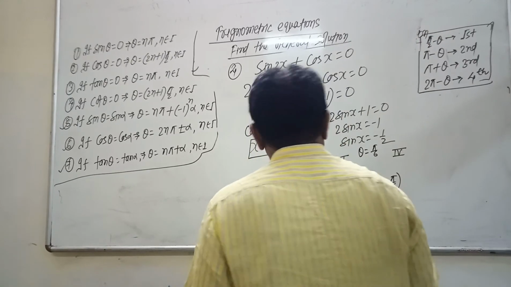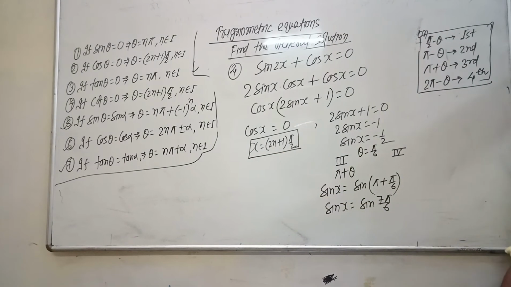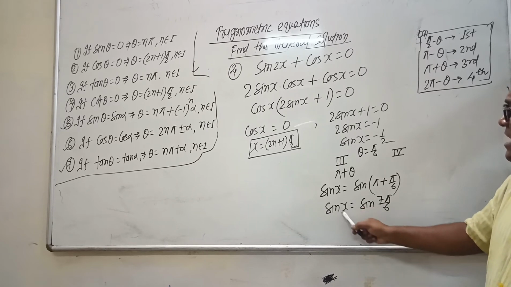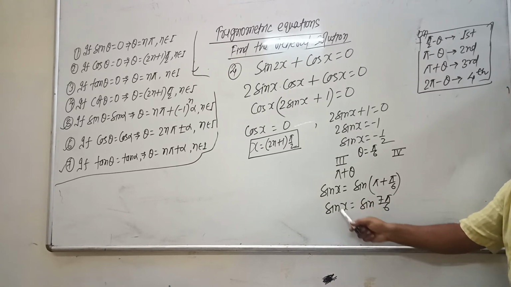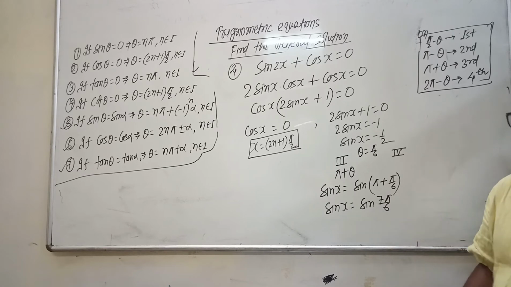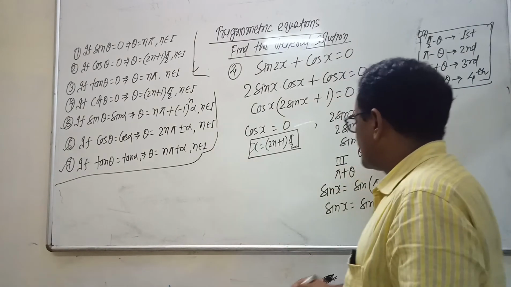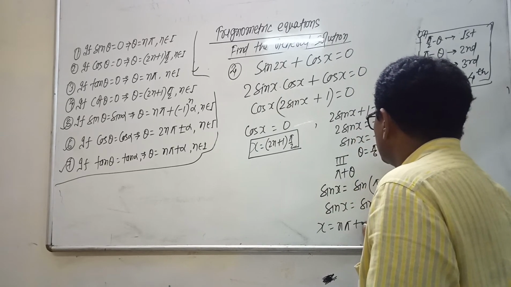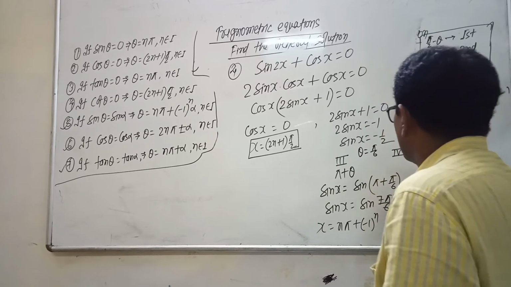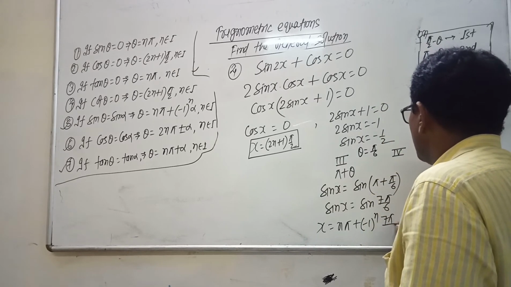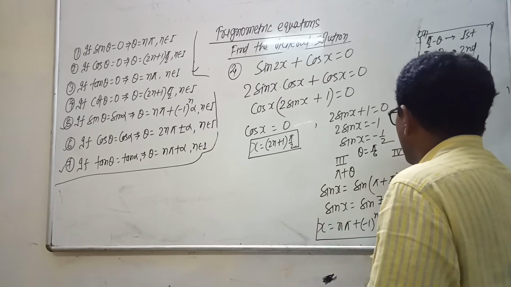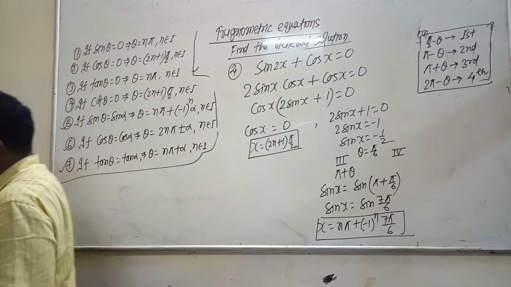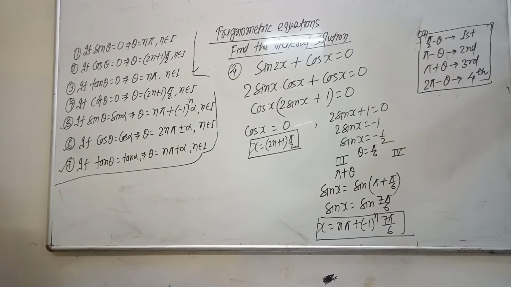Now use the formula sin theta equals sin alpha. The fifth formula, sin theta equals sin alpha. At the place of theta there is x, and at the place of alpha there is 7 pi by 6. So if sin theta equals sin alpha, then theta equals n pi plus minus 1 raised to the power n into alpha, and the value of alpha is 7 pi by 6. So these are the two general solutions. Now next question.